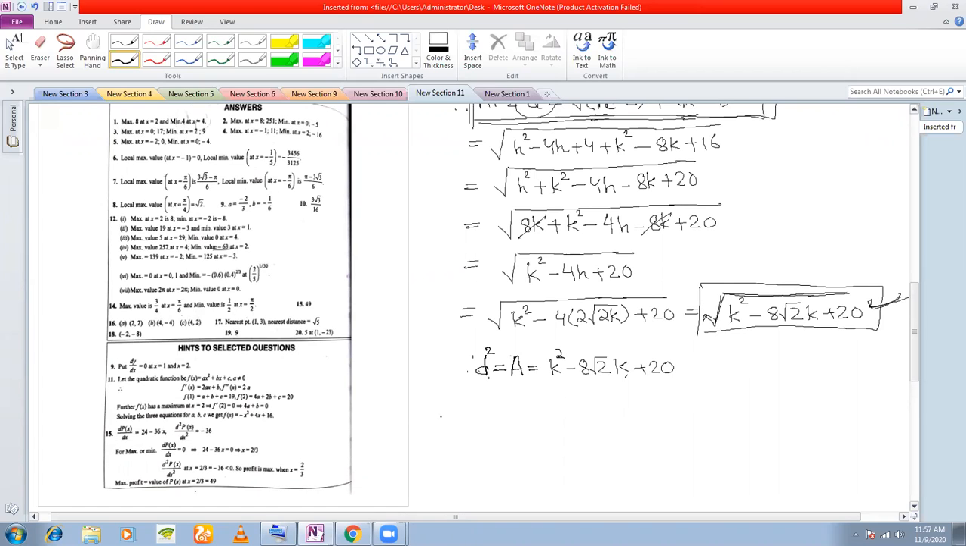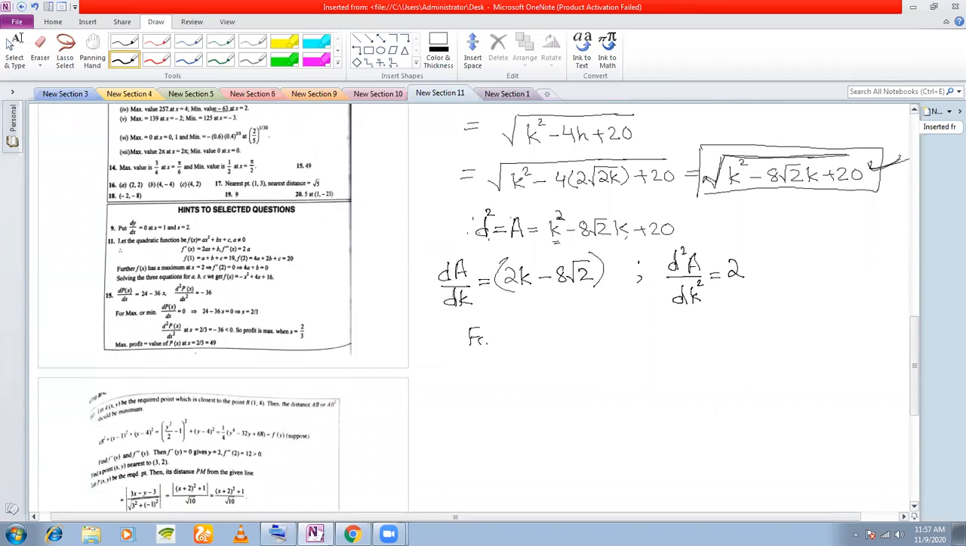How do you minimize? First differentiate dA/dk. What is the variable here? k, right? So dA/dk. What is dA/dk? It is 2k minus 8 root 2, as 8 root 2 is a constant. This is dA/dk. And what is d2A/dk2? It is 2, right?